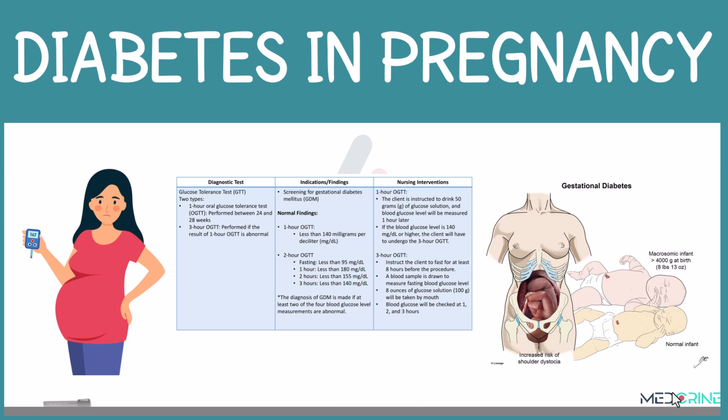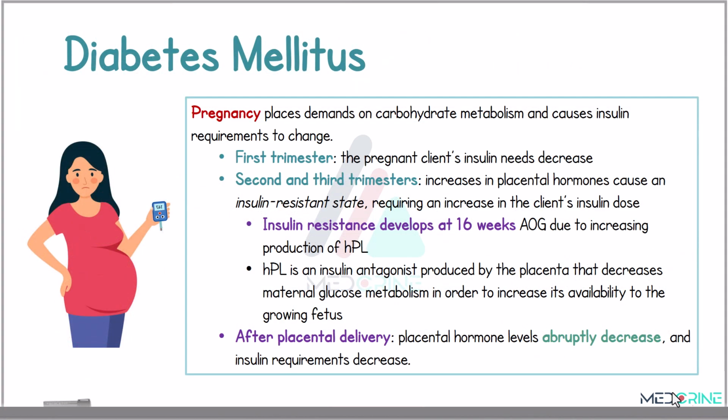Today we should be looking at diabetes in pregnancy. Pregnancy places demands on the carbohydrate metabolism and causes insulin requirements to change. In the first trimester, the pregnant client's insulin needs decrease, and in the second and third trimesters, this increase in placenta hormone causes an insulin-resistant state that requires an increase in the client's insulin dose.